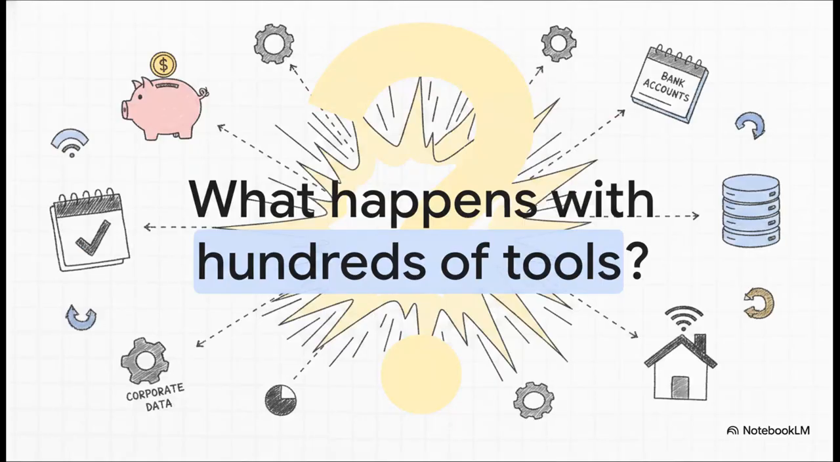Which leaves us with a truly explosive question to ponder. If this core loop of perceiving, reasoning, and acting is essentially solved, if the basic engine works, what happens when we move beyond just searching the web? What happens when we give these agents access to hundreds of real-world tools simultaneously, connecting them to our bank accounts, our calendars, our corporate databases, our smart homes?